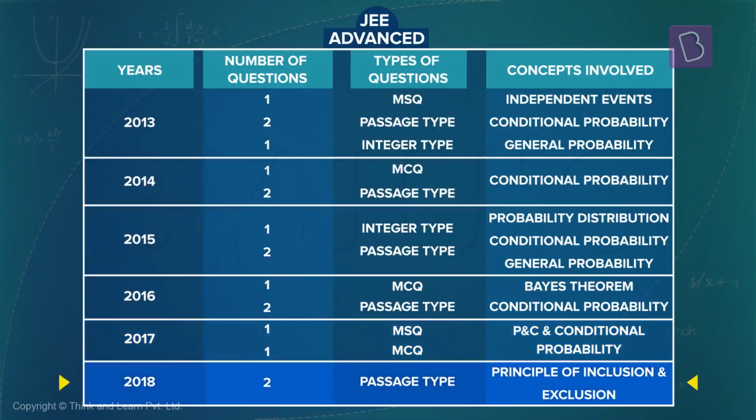Finally, the last year, 2018, we again had 2 questions. Both of these were comprehension passage questions, questions which followed a passage. So again, passages are very normal in the advanced examination for probability. The probability of getting a passage type of question from probability is actually very high in the advanced examination. The concepts of probability which were tested in 2018 were the principle of inclusion and exclusion.